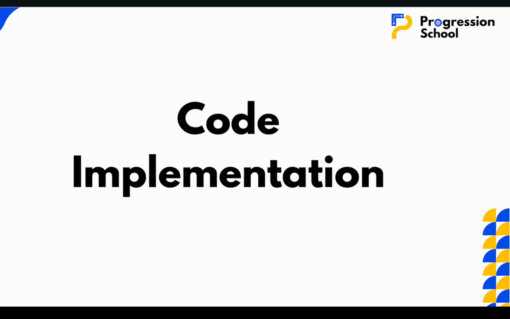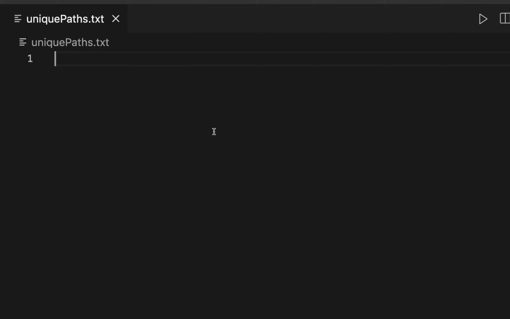In this video, we will see code implementation. So now let's do the code implementation of unique paths. So I use this unique paths as a function. Unique paths function equals to function name with m comma n.